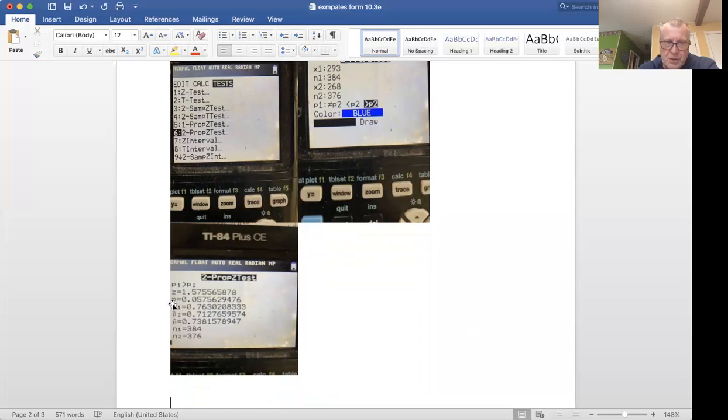Z is our test statistic. This first p-value that you see here, that's our actual p-value. All these other p's, p-hat1, p-hat2, and p-hat: p-hat1 is the sample proportion for 1, p-hat2 is the sample proportion for 2, and plain old p-hat is considered to be the p-bar. Our calculator uses p-hat here, unfortunately.